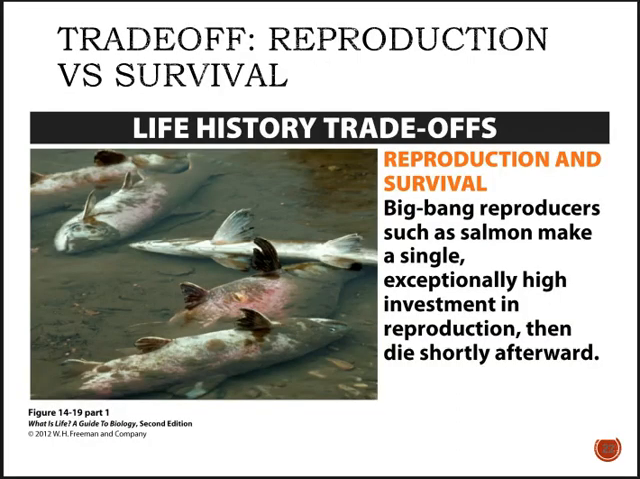The first trade-off that we're going to talk about is a trade-off between reproduction and survival. And this is pretty clear. The Big Bang reproducers that we talked about before, which were the antechinus, you remember the little marsupial thing that looked like a rodent? That's not a rodent, but it's a marsupial. So they were Big Bang reproducers. Salmon, like in this picture, are Big Bang reproducers. What they do is they put a huge investment into reproduction. It takes so much energy for salmon to swim upstream and then lay their eggs that they immediately die afterwards. That's Big Bang. So it's a trade-off. They're not putting their energy into survival, they're putting their energy into reproducing.